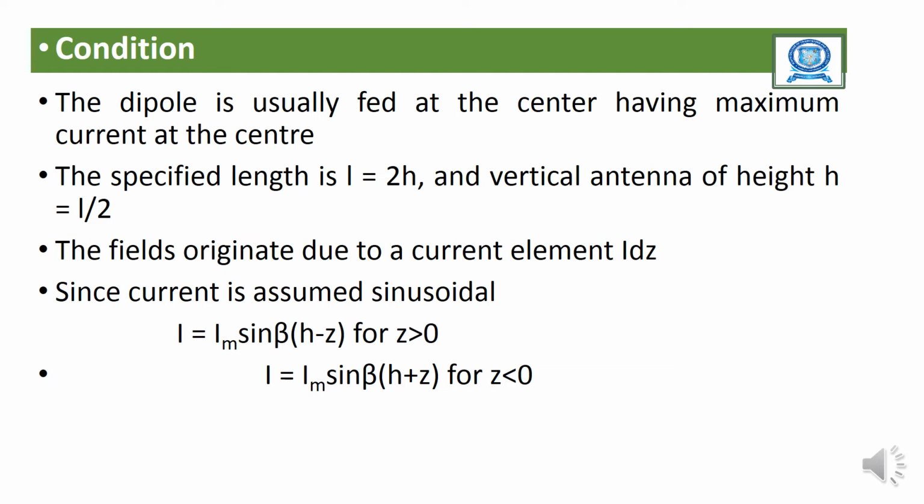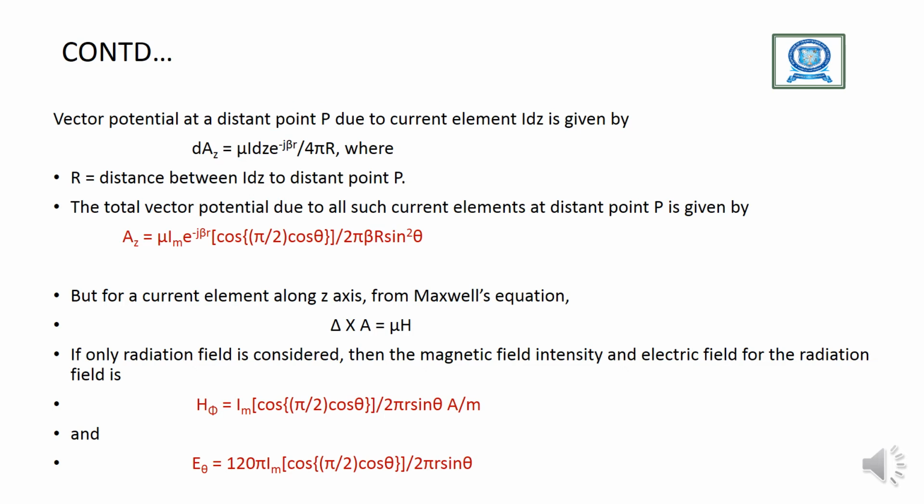Since we are assuming the current flowing in that particular antenna is sinusoidal, we can give the equation as I is equal to Im sin beta (h minus z) for z greater than 0. Similarly, the vector potential of that particular current element I dz can be given as dAz, which is equal to mu I dz e power minus j beta r divided by 4 pi r.